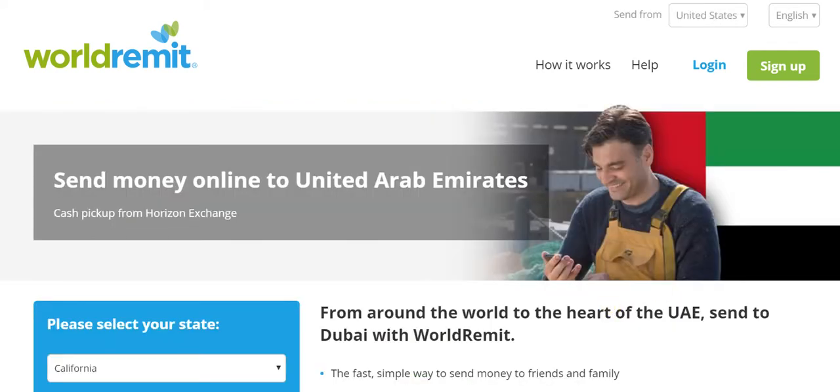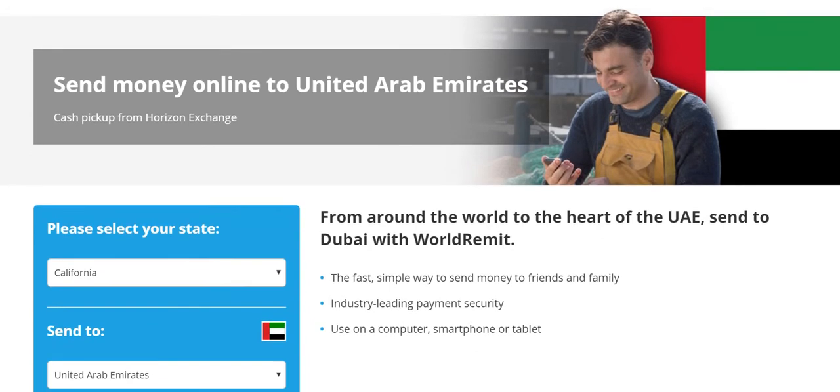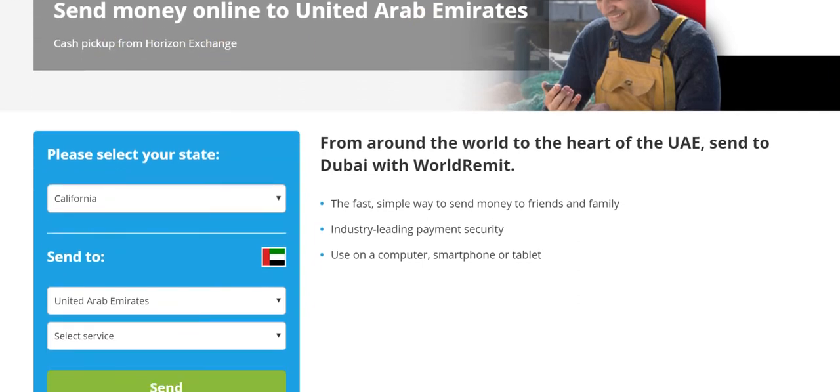Now, this is the page that appears right in front of you. Send money online to United Arab Emirates. Cash pickup from Horizon Exchange. First of all, cash pickup is not the only option. There's bank transfer as well as cash pickup. And World Remit definitely has the whole of UAE very well covered. So whether you're looking to send money to Dubai, to Sharjah, to Abu Dhabi, it doesn't really matter. You can send money to just about any part of the UAE.